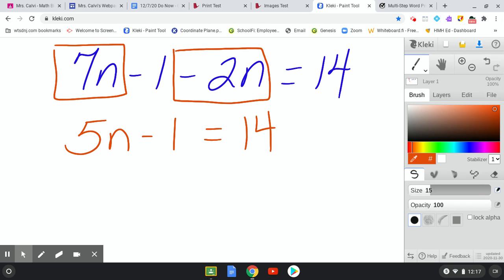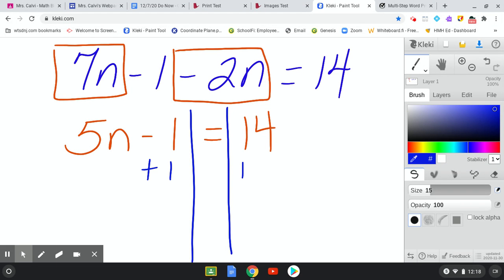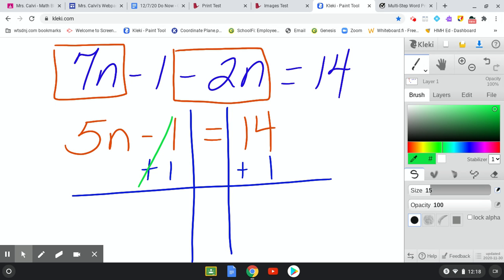Now I'm looking at solving a two-step equation. Right now it went from a multi-step equation to a two-step equation. I want to get rid of my constant first. I want to get rid of that minus 1, so I'm going to add 1 to both sides. Positive and negative 1's cancel. I'm left with 5n is equal to 14 plus 1 gives me 15.